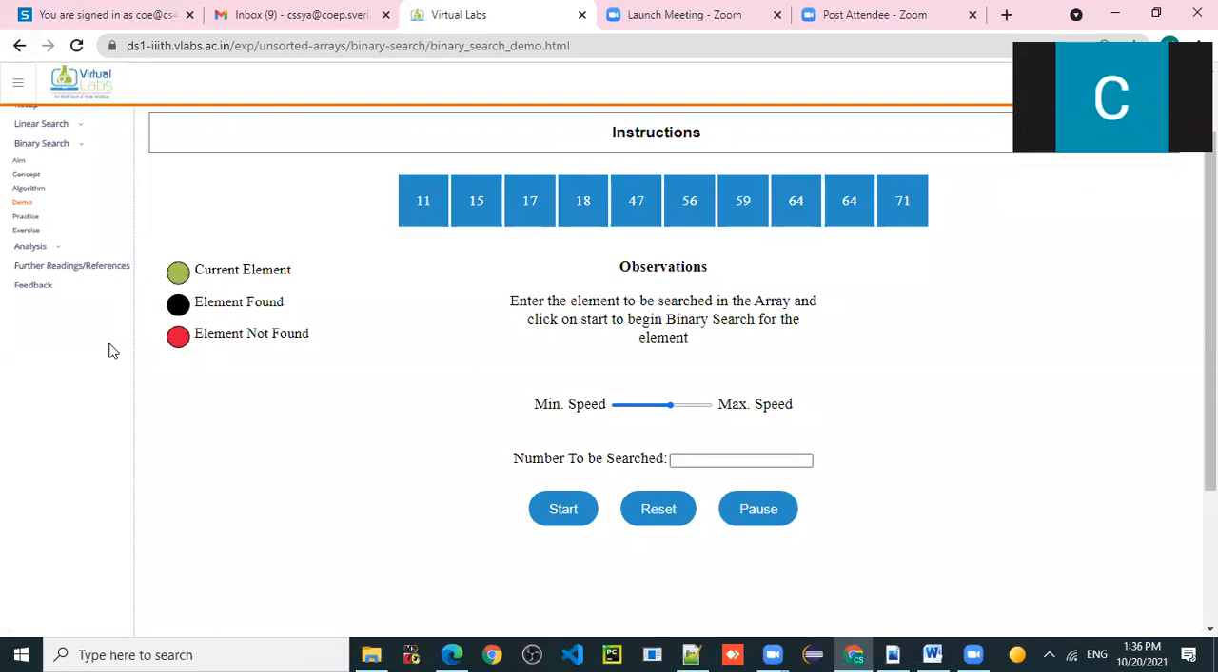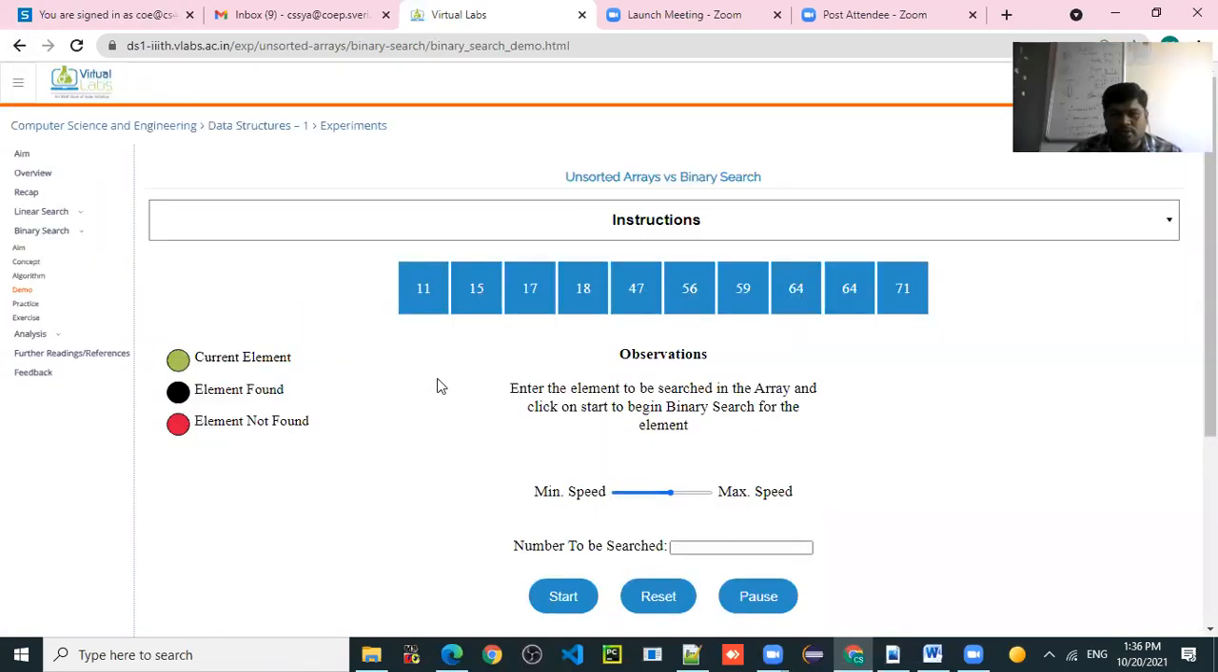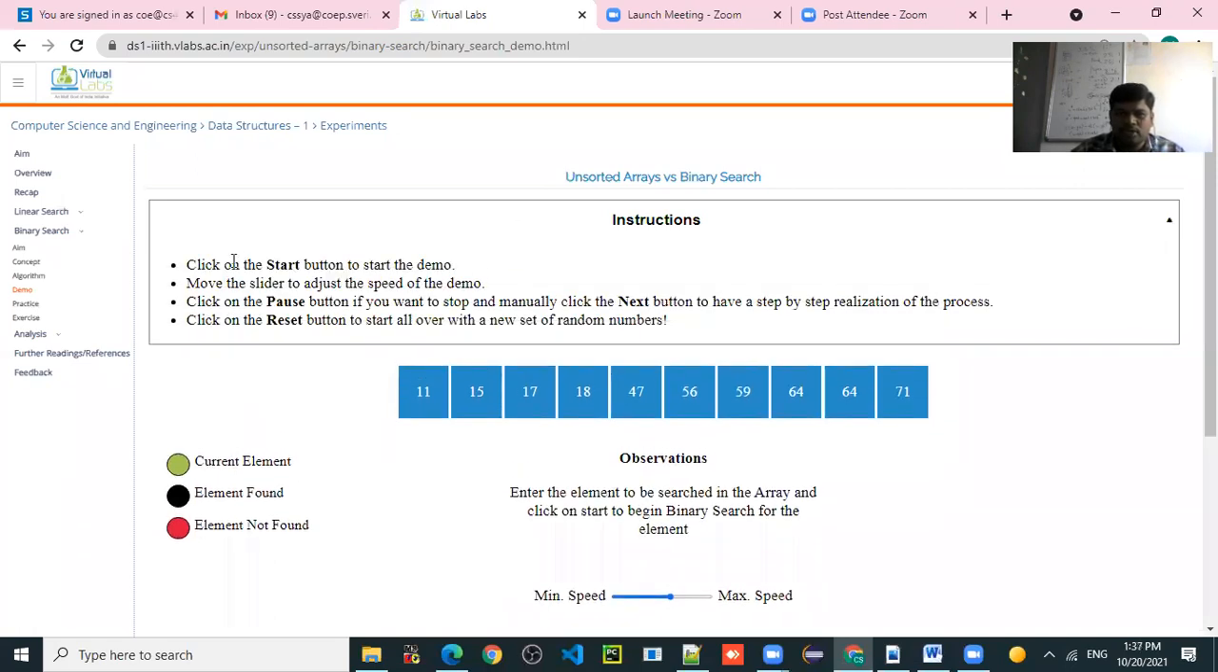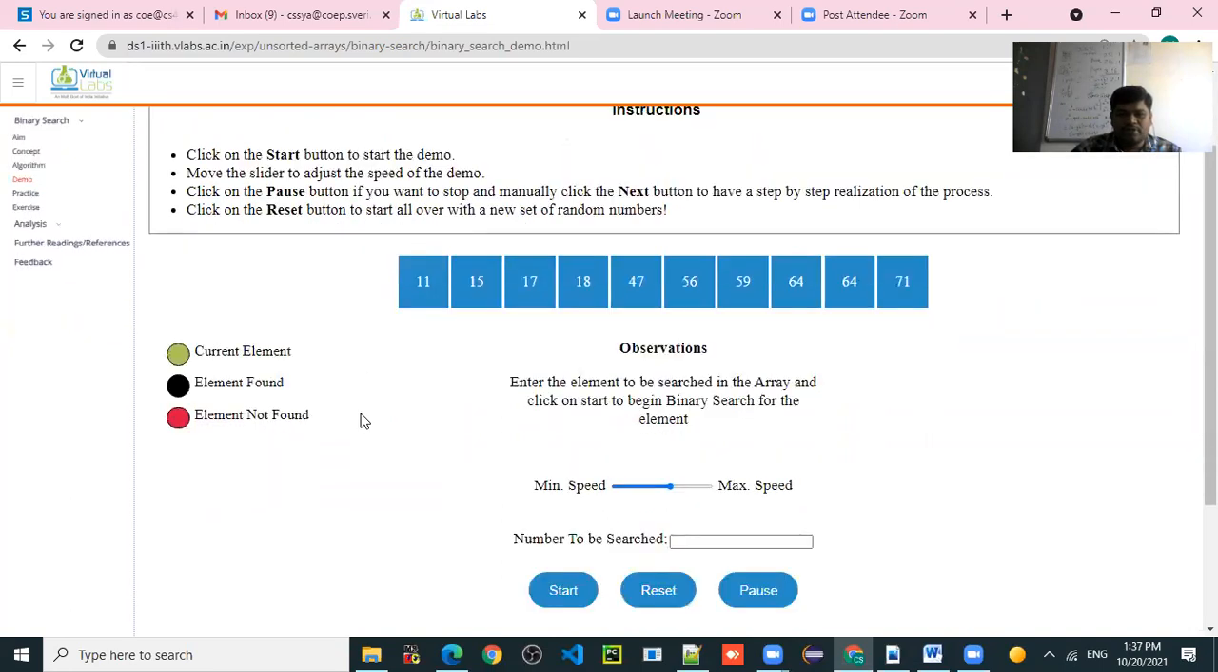Yes. Now here, yesterday, in the previous session also, we discussed this same topic. So here you can see, we'll see the virtual demonstration of the algorithm or experiment of binary search. So click on the start button to start the demo. Move the slider speed. So these are the instructions we need to follow.